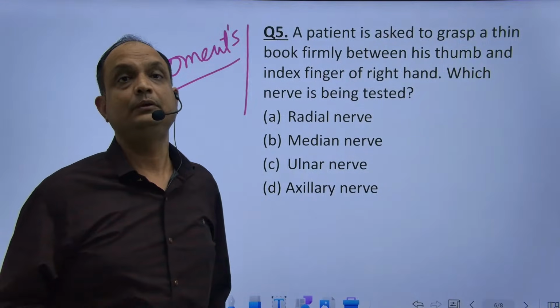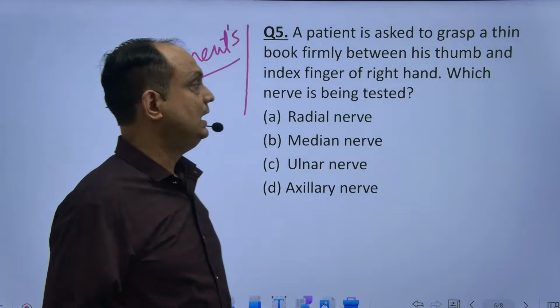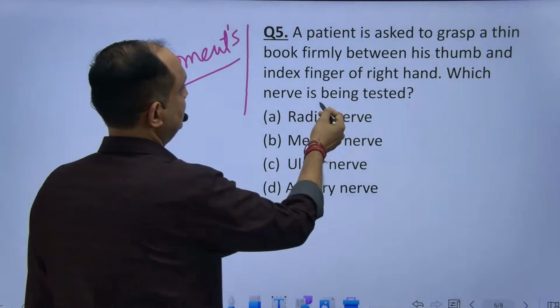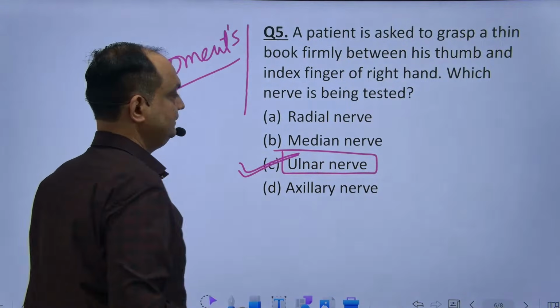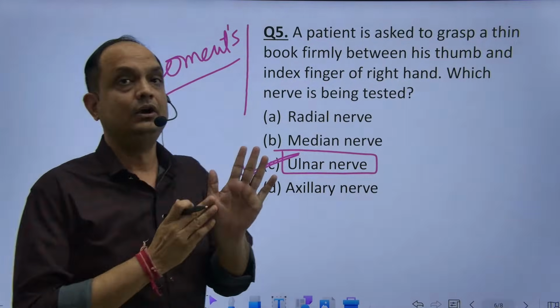And you know that adductor pollicis is supplied by the ulnar nerve. So which nerve is being tested? Answer is ulnar nerve.